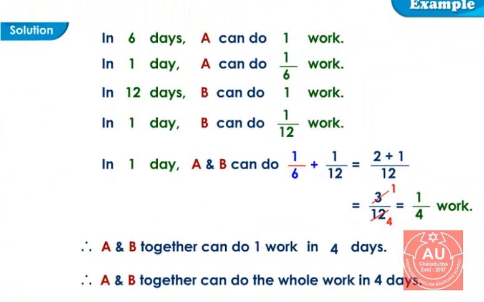Now let us summarize. What we did is in one day we find out A can do 1/6 work. Similarly, again we find out in one day B can do 1/12 work. Then after, what we did is we added the work done by A and B in one day. That is 1/6 plus 1/12. And we got 1/4. Therefore, A and B together can do the whole work in 4 days.